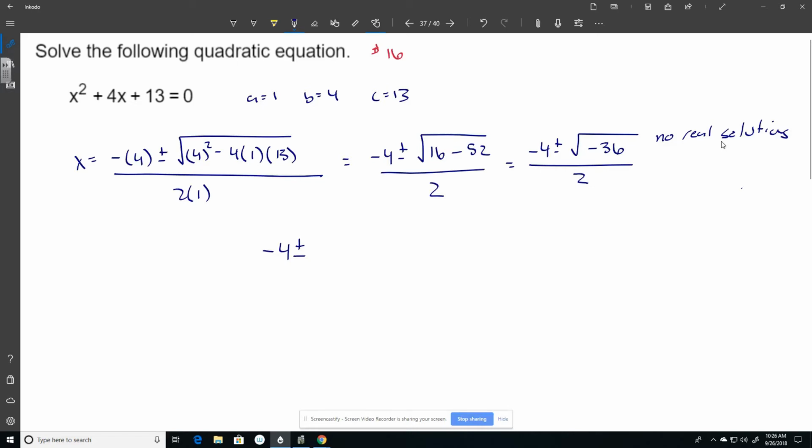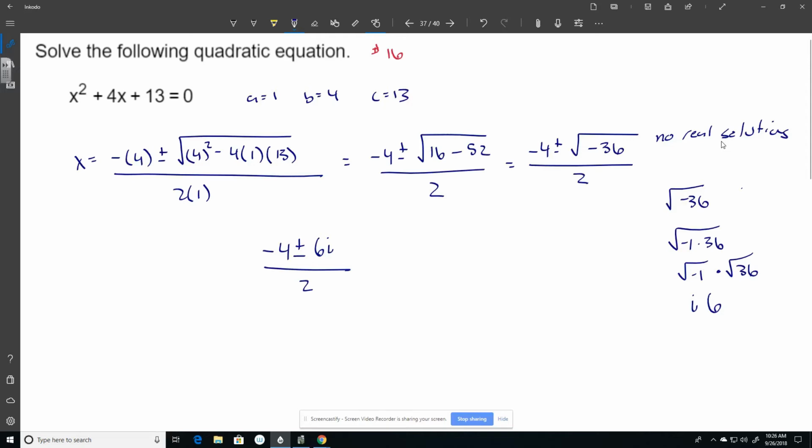Over to the side, I'm going to do this part. The square root of negative 36 becomes the square root of negative 1 times 36, which becomes the square root of negative 1 times the square root of 36. The square root of negative 1 is i. The square root of 36 is just 6. So the square root of negative 36 turns into 6i. And then I divide that by 2.